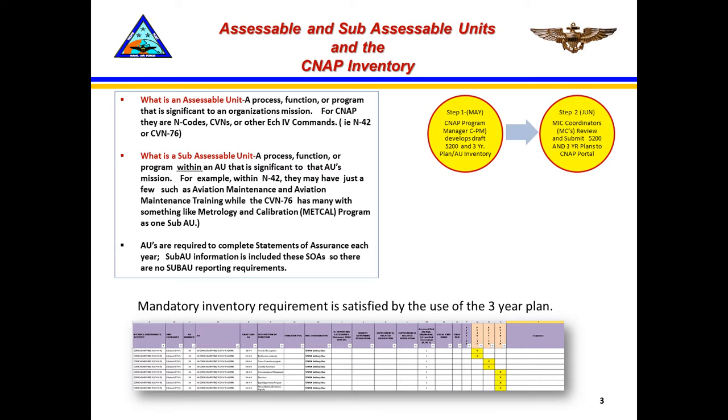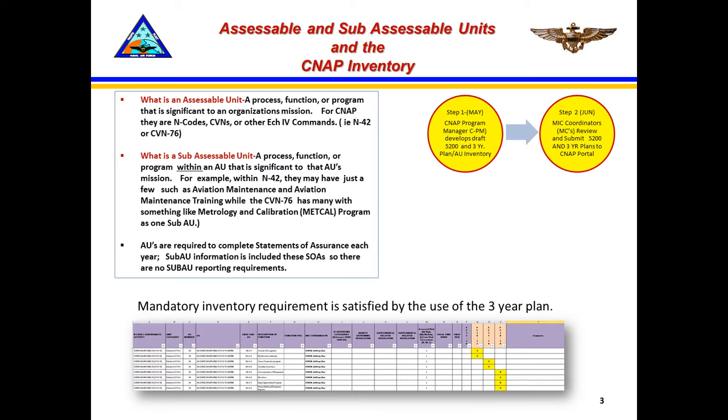And the sum total of those 3 sub-AUs determine whether or not an accessible unit has controls in place or not. So if they have 3 subaccessible units, and all 3 of those subaccessible units are doing well, then the overall accessible unit can say that they're doing well as well.